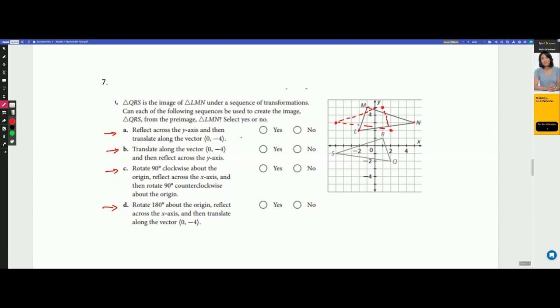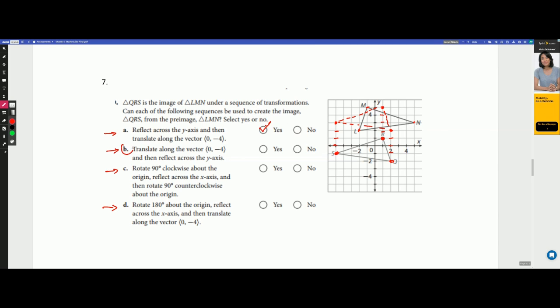And then it says it translates (0, -4) for our vector. So it goes down 4. 1, 2, 3, 4. Yep, it lands on Q. And then 1, 2, 3, 4. Yep, lands on R. And lastly, 1, 2, 3, 4. Yep, notice our vertices just map perfectly on top of each other. So yes, that one would work.